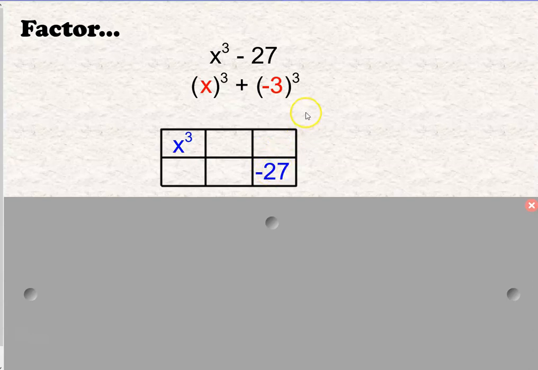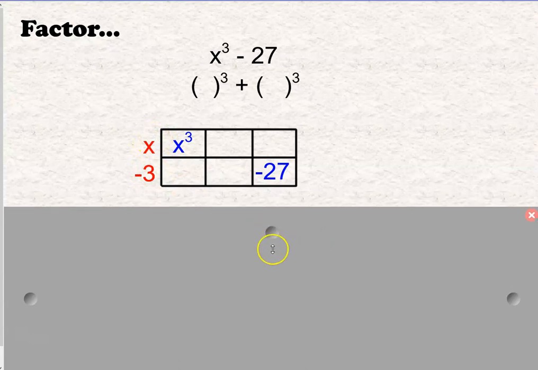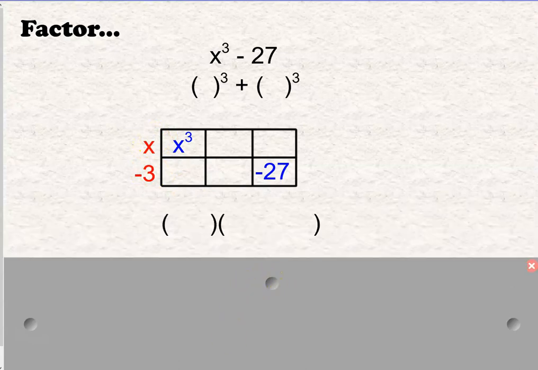Now, when you factor a difference of cubes, the base of the first number and the base of the second number always create a binomial factor. So I know down here that I'm going to have an x minus 3 as one of my factors. That's one of the ways the difference of cubes will always consistently work. But remember, inside this black box, we should only have an x cubed and a negative 27.